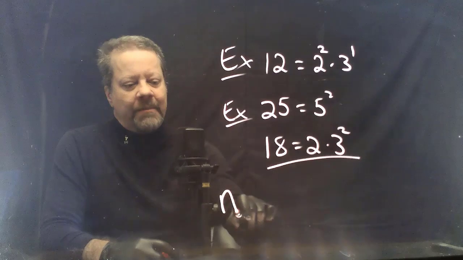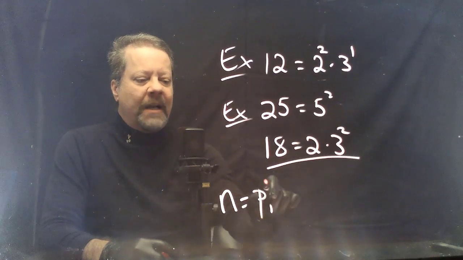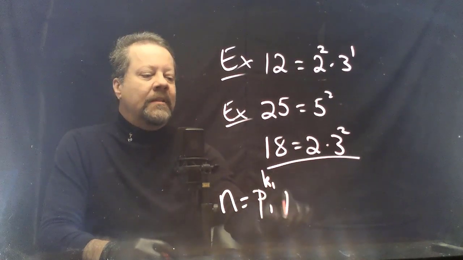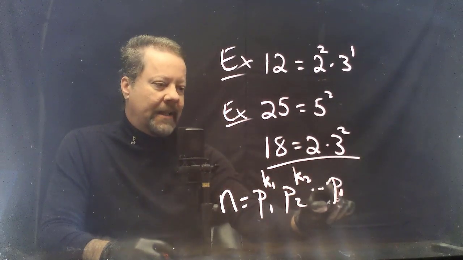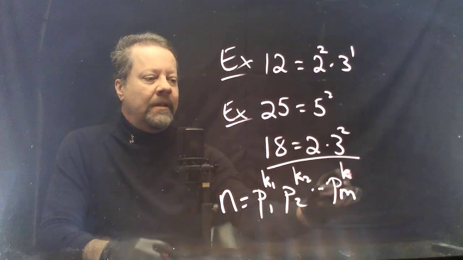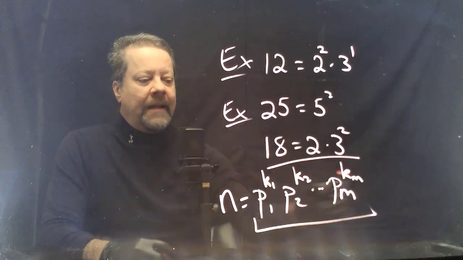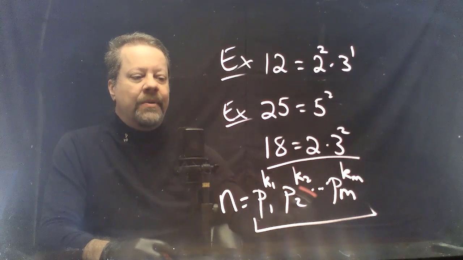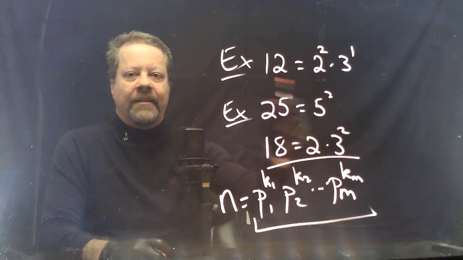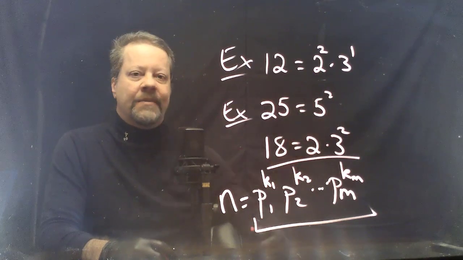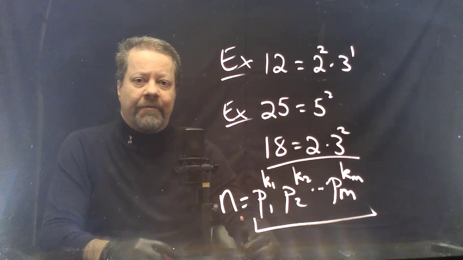So if I have a number n, it can be expressed as prime 1 to the power k1, prime 2 to the power k2, prime, let's say, m to the power km. And what is unique will be the primes that are used and the powers, the exponents that occur. There's no other way to factor 12 other than 2 squared times 3, expressing it as a product of powers of primes. The following theorem is very useful in helping us figure out the prime divisors of a particular number.